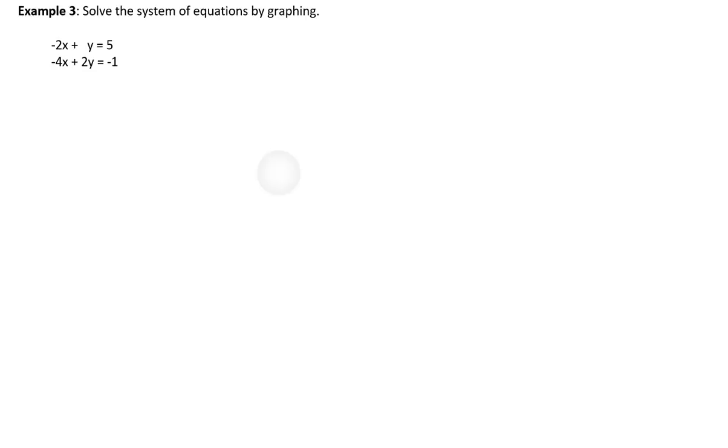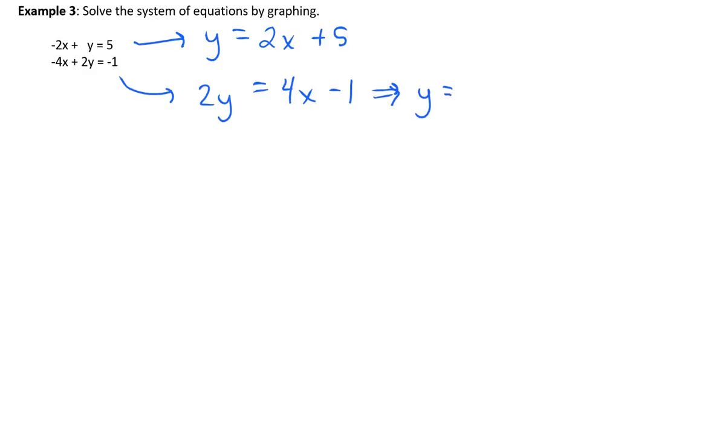For equation 1, if I want to find the slope, I need to solve for y, so I can see what the coefficient is on x. If I solve for y, we get y equals positive 2x plus 5. And from equation 2, if we solve for y, we have 2y equals positive 4x minus 1. And if we divide by 2, this is going to give us y equals 2x minus 1. So the slope for our first equation is positive 2, and we get that from the coefficient on the x.